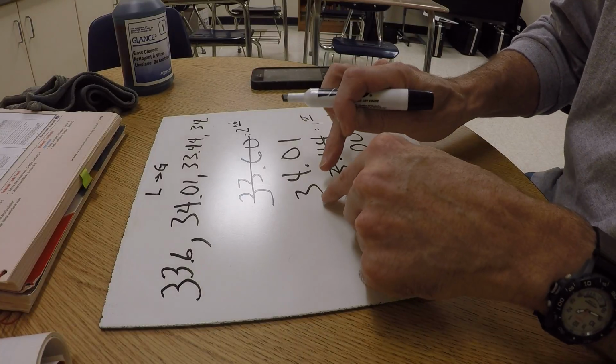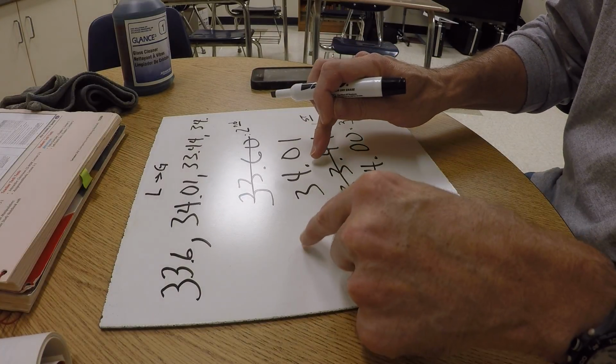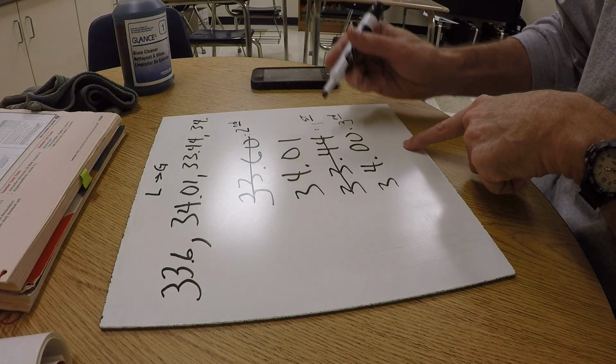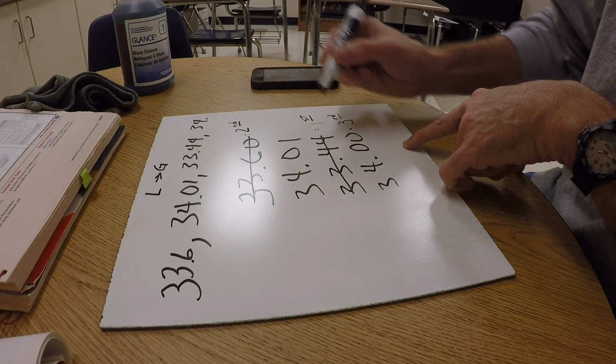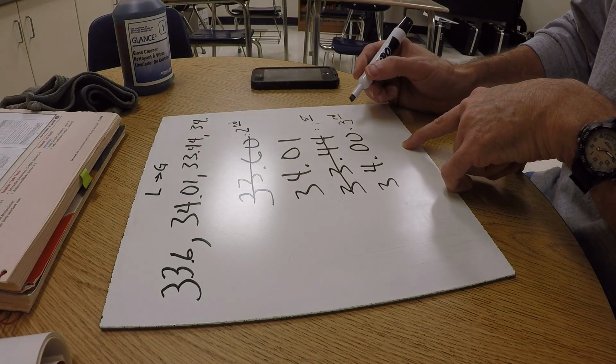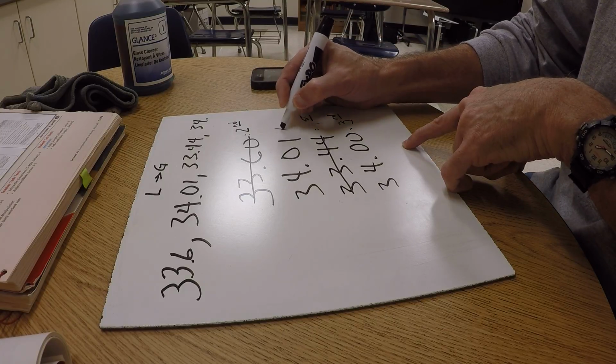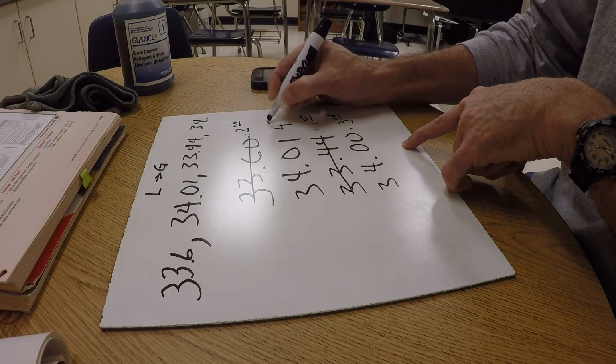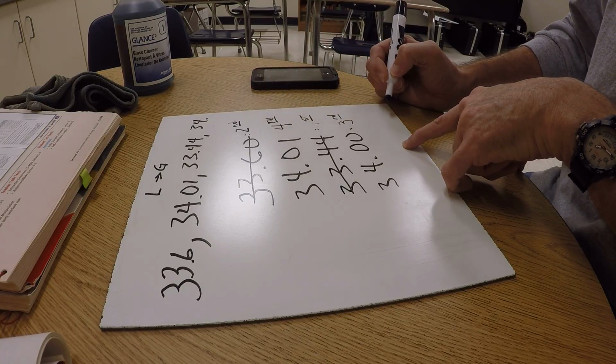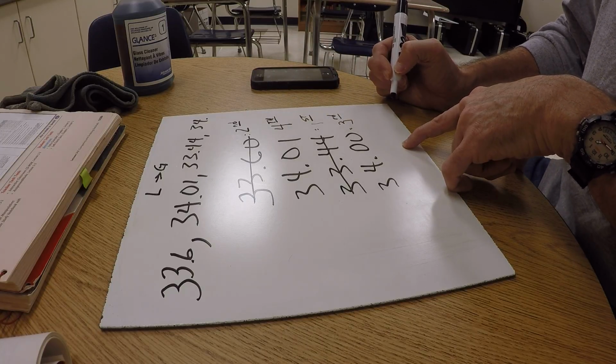So it means that this 34.01 must be the biggest number or the greatest number according to the directions. So in this race, it came in fourth, or last place.